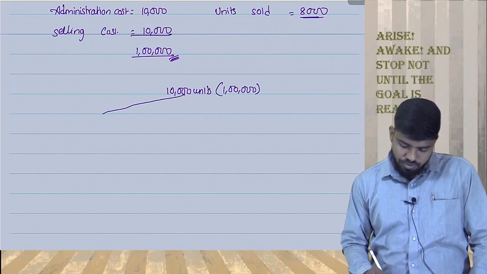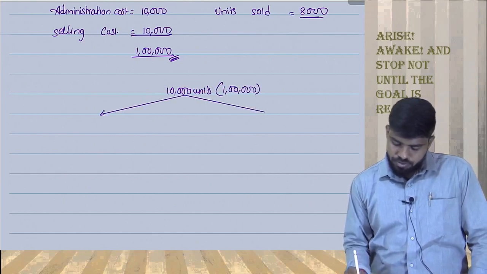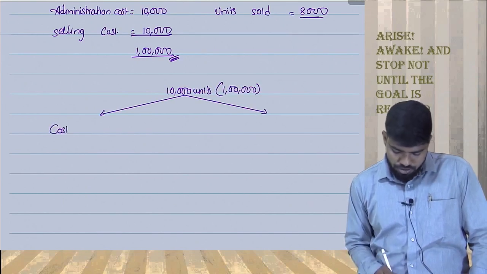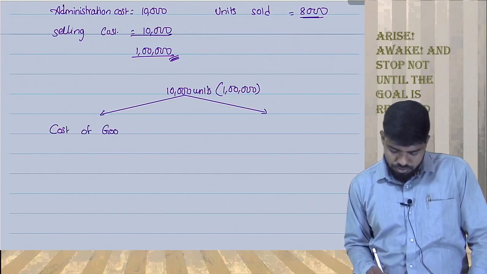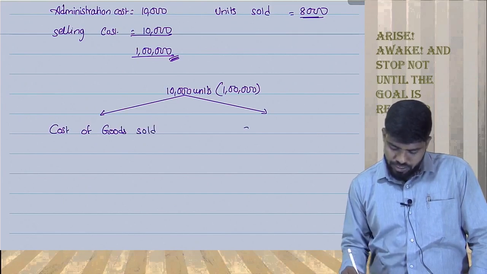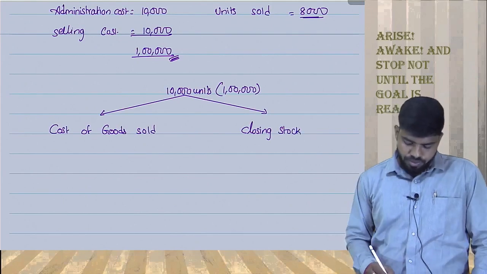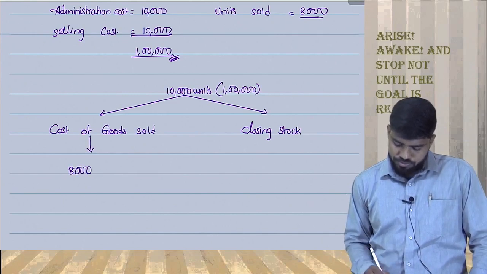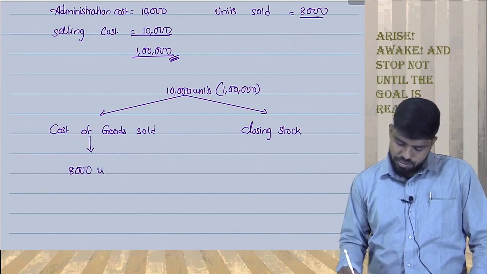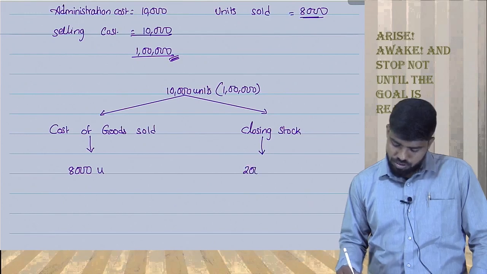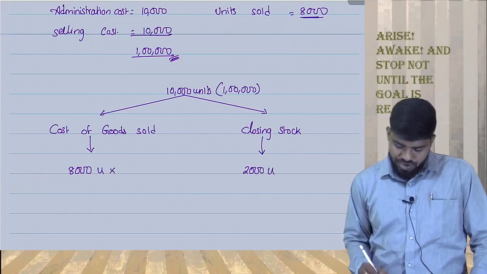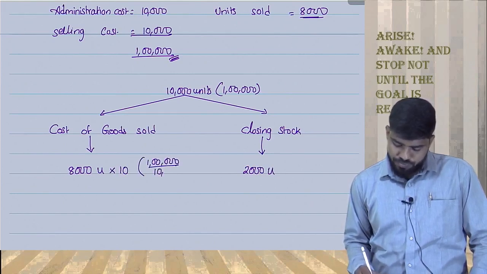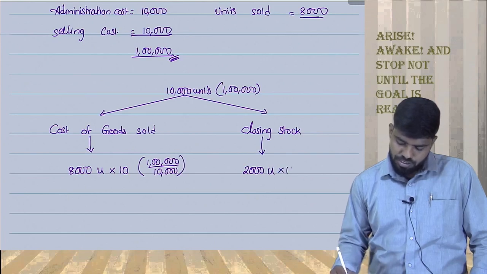Now we will classify it into 2: cost of goods sold and closing stock. How many units are we selling? 8,000 units. How many units are lying as closing stock? 2,000 units. Each unit value is how much? 10 rupees. How are we getting 10 rupees? 1 lakh divided by 10,000, 10 rupees. So each unit is 10 rupees.